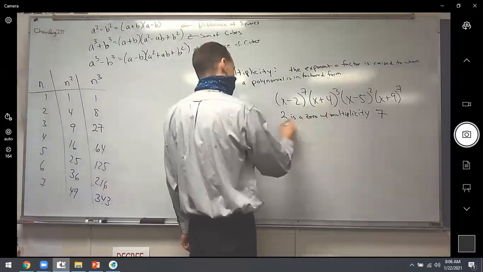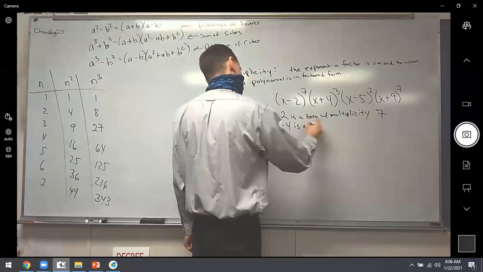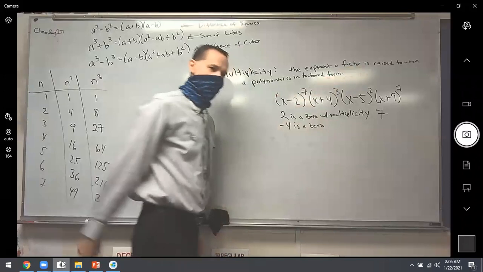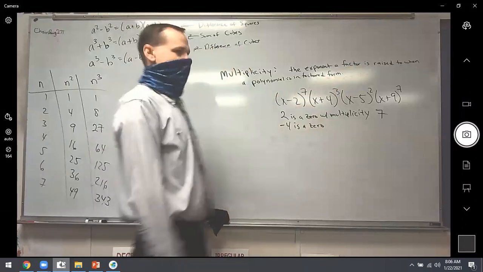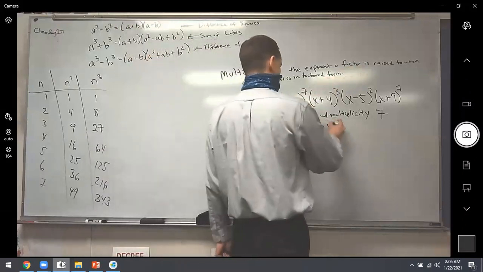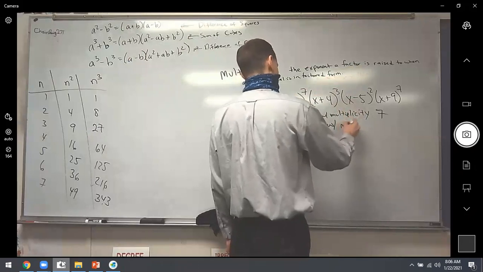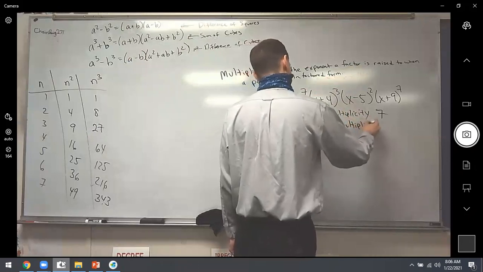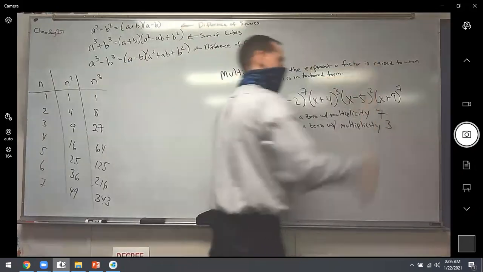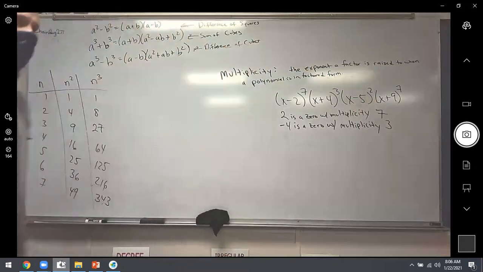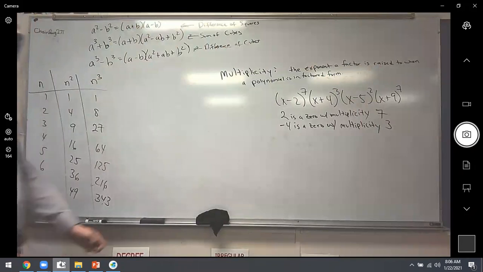This one, -4, is a 0, right? I'm just going through and seeing what makes them 0, just like we always do, but I'm giving a fancy name to the exponent. So the -4 one has a multiplicity of 3, because its exponent is 3. It's there 3 times. So multiplicity is just saying how many times the factor is there.